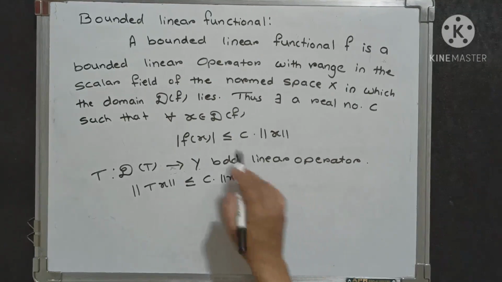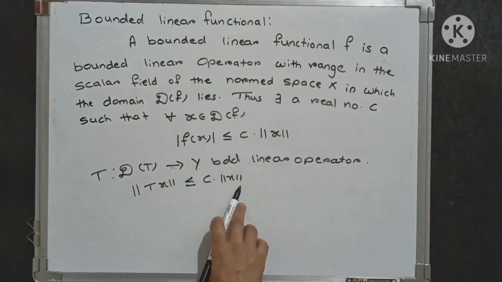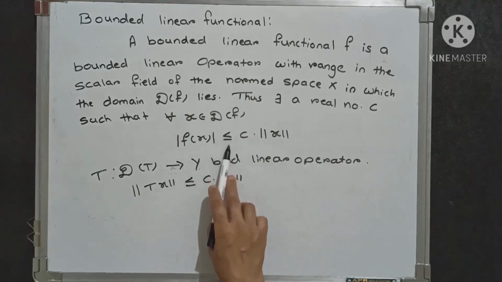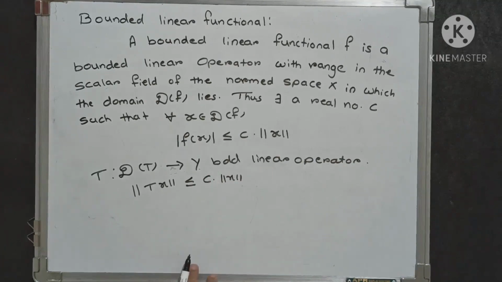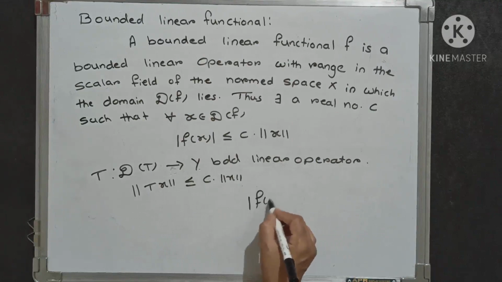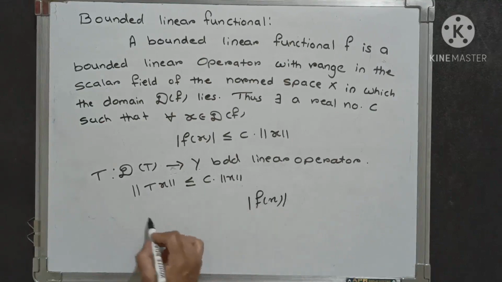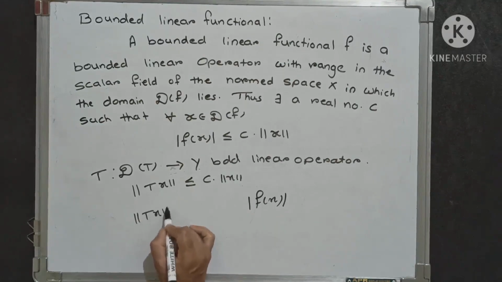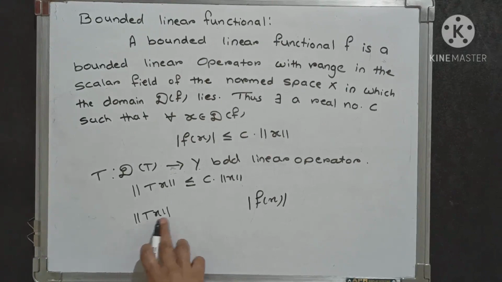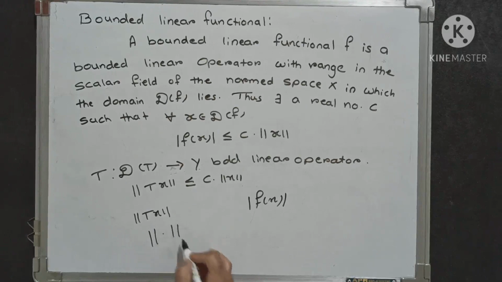But for the bounded linear functional, this condition becomes mod of f of x is less than or equals to c into norm of x. Now here our condition is for the norm of Tx, because this is an operator. This is an operator, and therefore here we are writing norm of Tx. Here this is the norm on capital Y, and Y is a normed space.